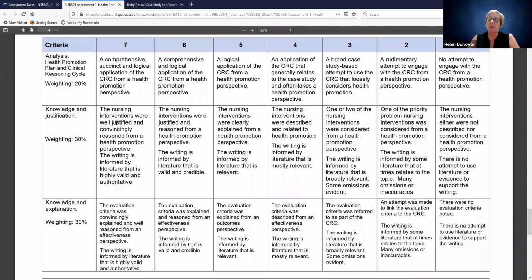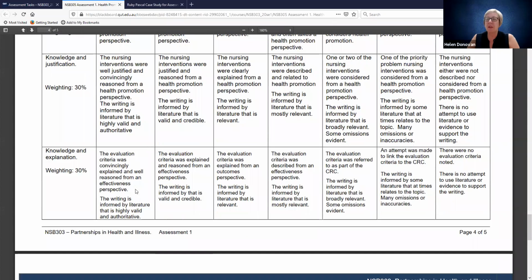The next part is about the nursing interventions and justifying how they were going to help the patient achieve control of their health. So this is this part here. So you need to justify, so lots of good reasons, lots of really strong literature to support it is what you're needing. And this part is about the evaluation criteria. So you're explaining how this evaluation criteria is going to tell you whether or not the interventions were effective to achieve the outcome you wanted, whether the process was effective, whether you were able to achieve your goal. And that's what the criteria is.